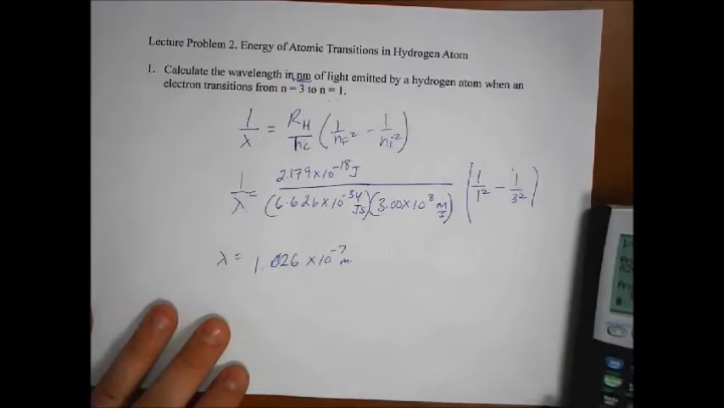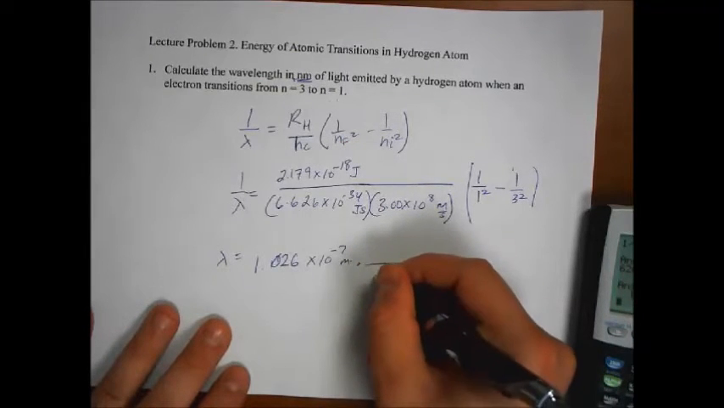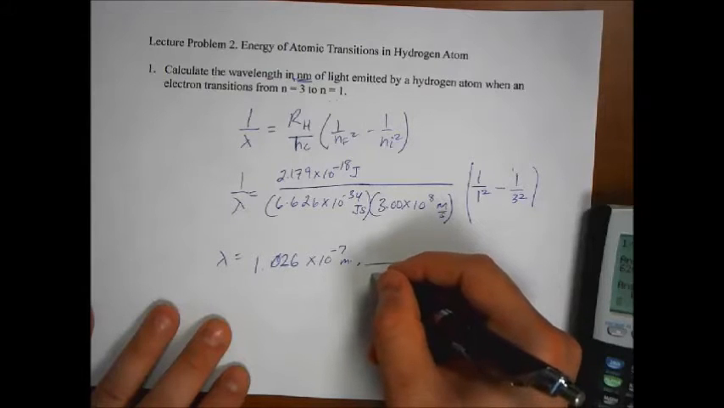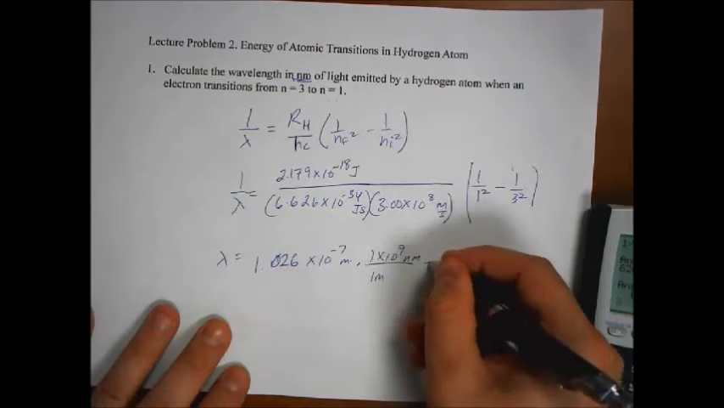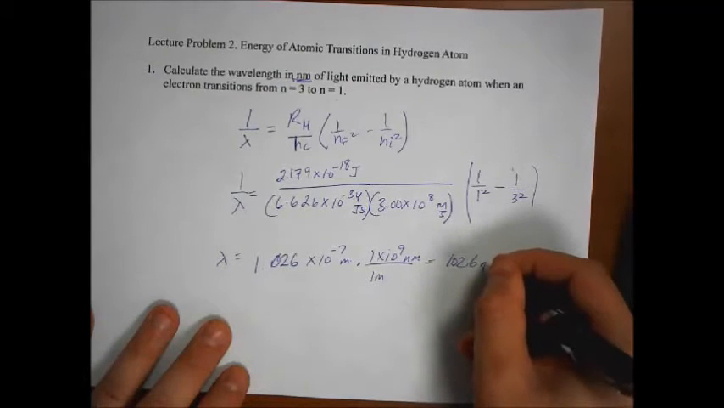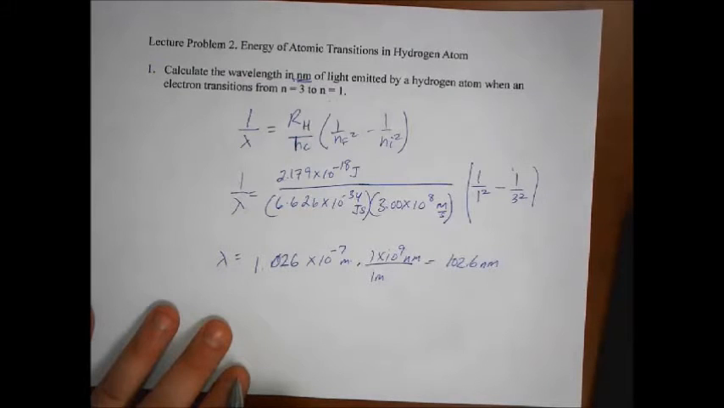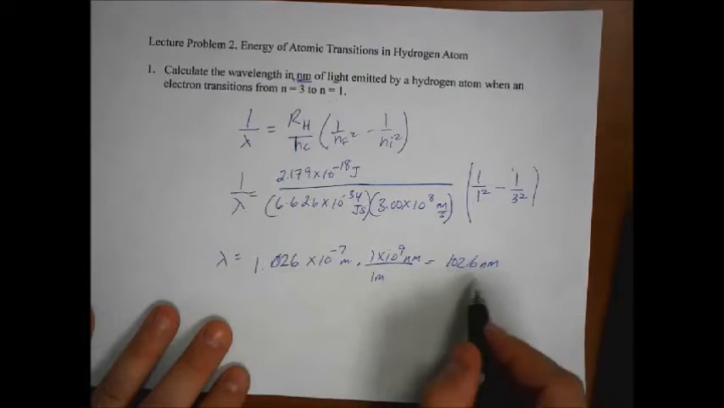And then keep in mind that this asks for the answer in nanometers, so we do our final conversion, which is for every 1 meter, there's 1 times 10 to the 9th nanometers. I can do this in my head, and I know that this is going to be 102.6 nanometers, because minus 7 and 9 shifts it by 2. So that's your final answer.